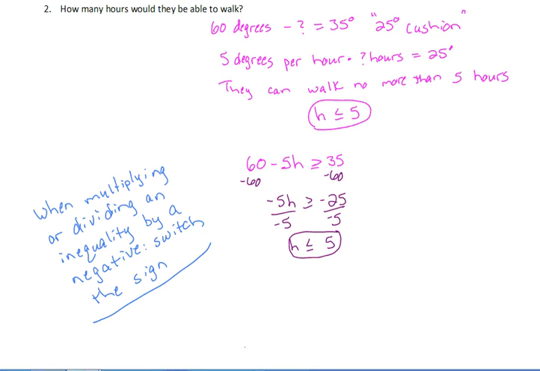Okay? And we understand that, again, by looking at this real world problem, that once we divided that over, our hours can't be greater than or equal to 5, or else we would freeze and we would get in trouble because we were out on the track. So when multiplying or dividing an inequality by a negative, you need to switch the sign, which is what we are going to practice on in this section. So go ahead and get out the notes and vocab for this section.